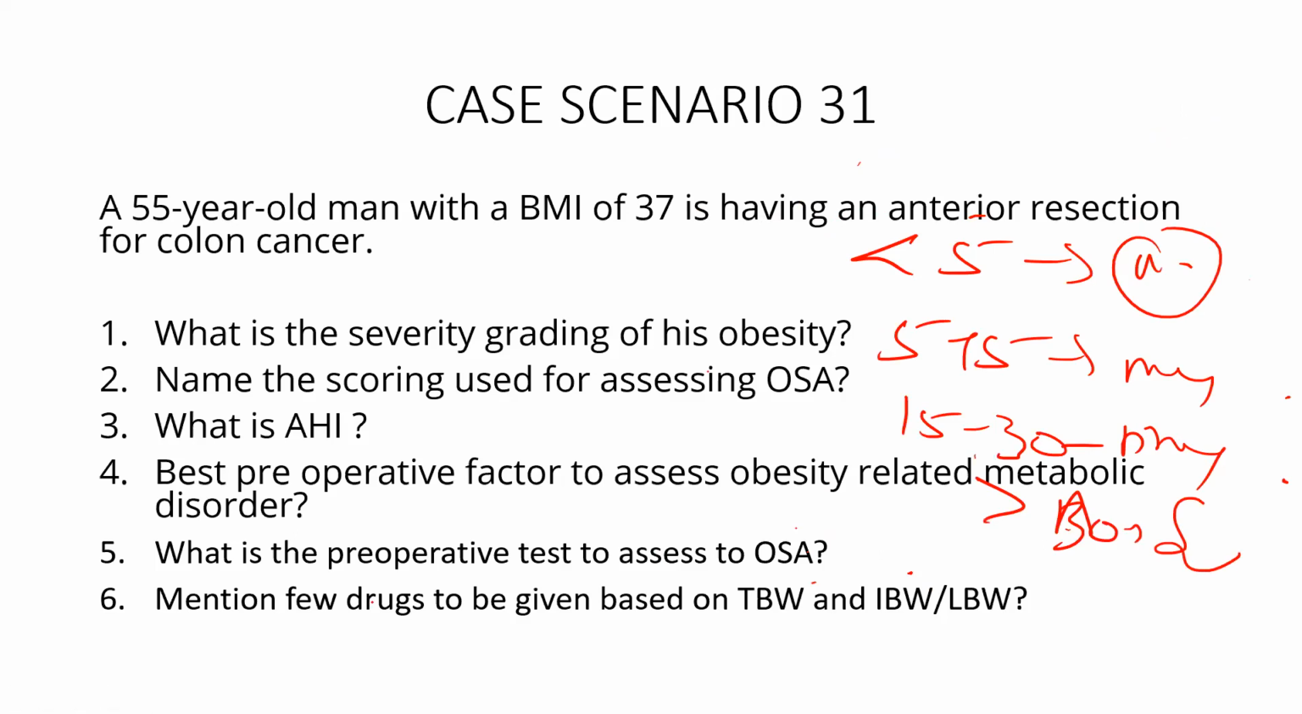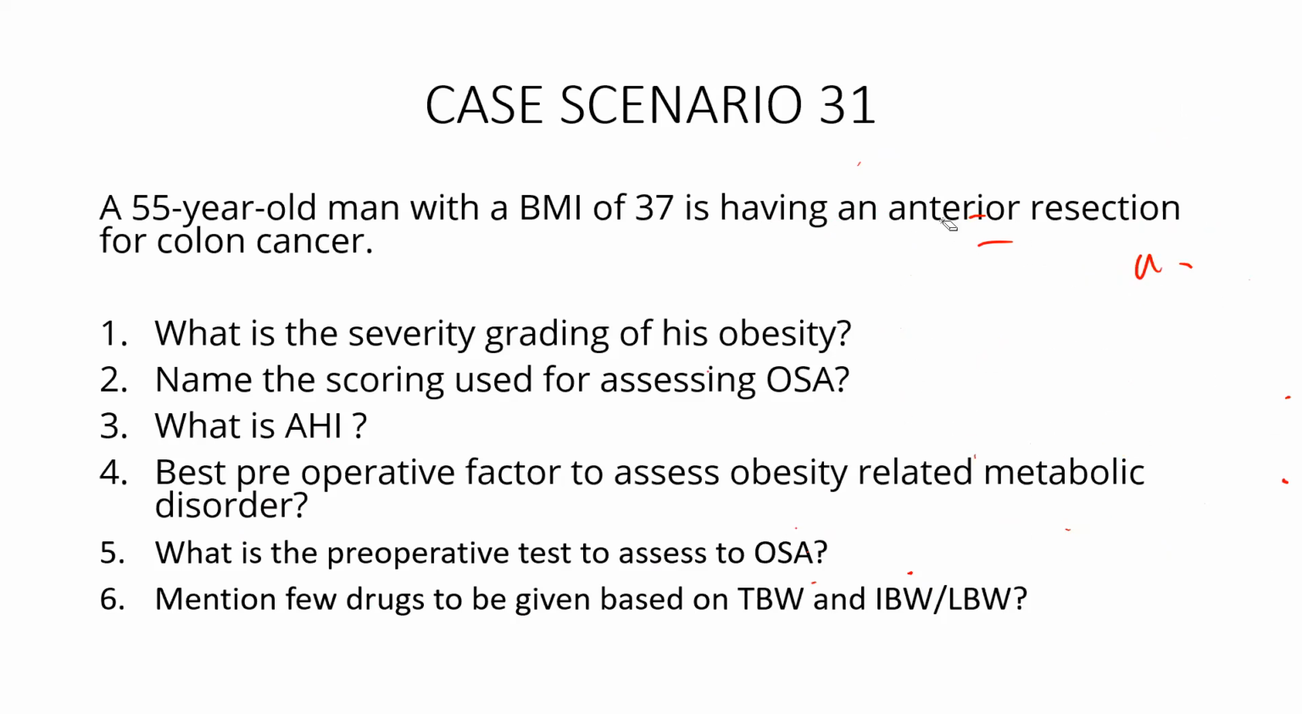Okay, what is the best preoperative factor to assess the obesity related metabolic disorder? How can you tell this patient is likely to have all obesity related metabolic problems? Abdominal circumference. Good. Waist hip ratio. Excellent. Waist hip circumference or waist hip ratio.